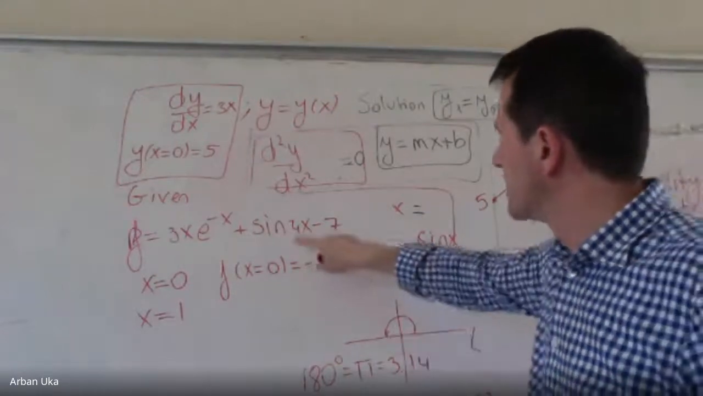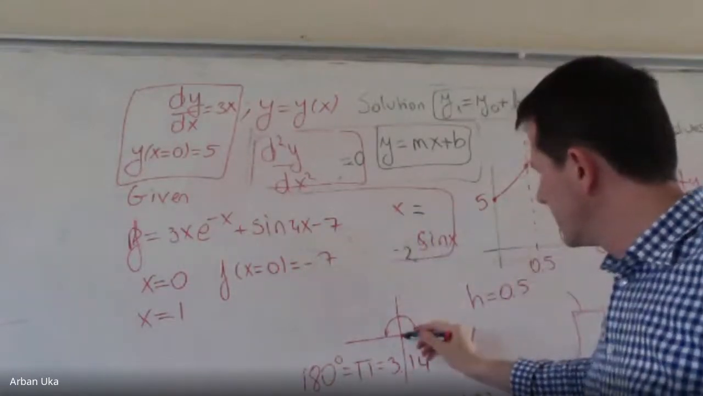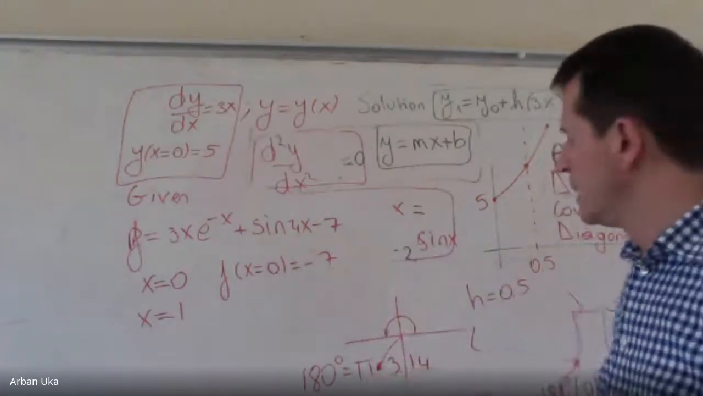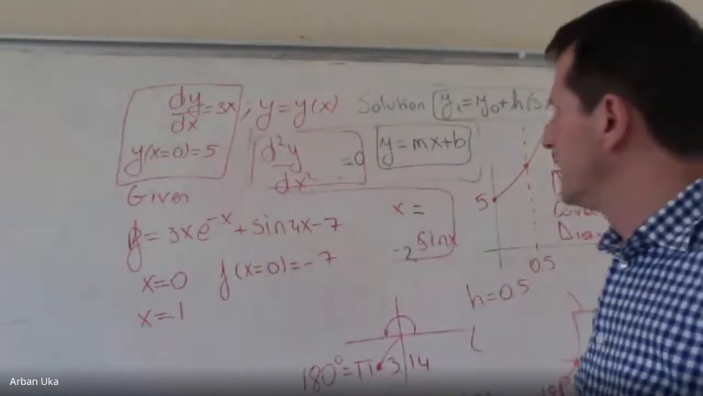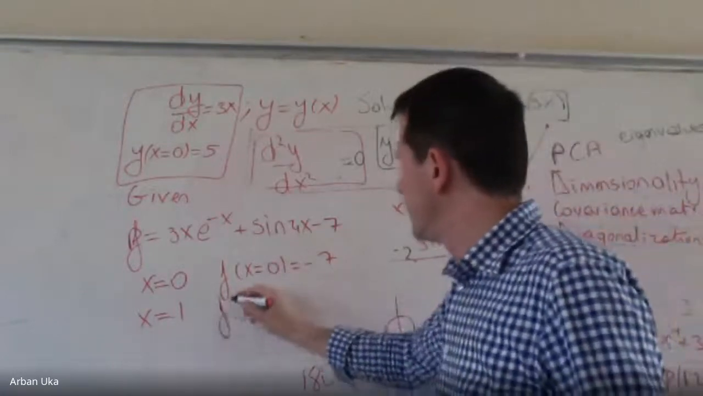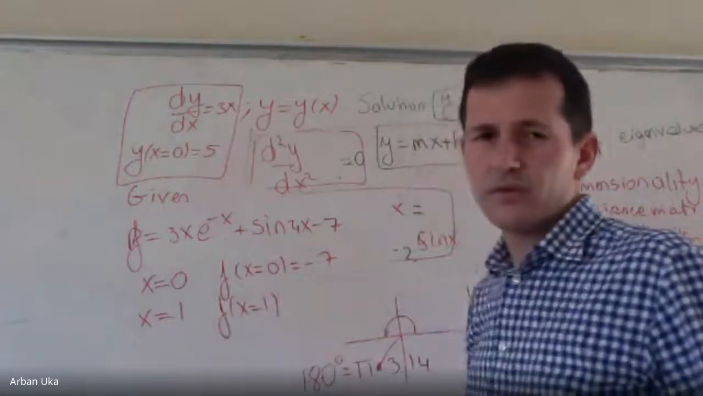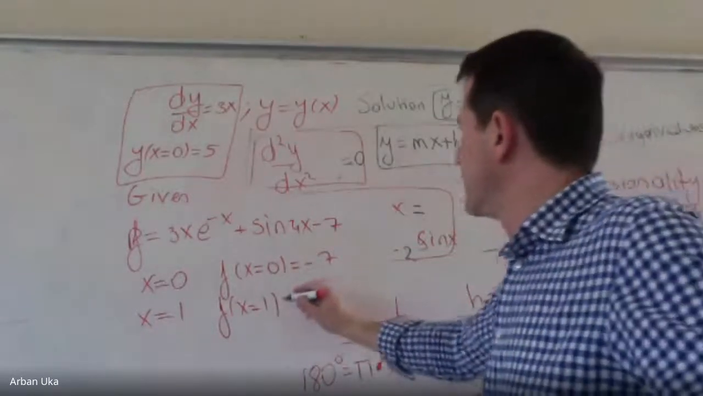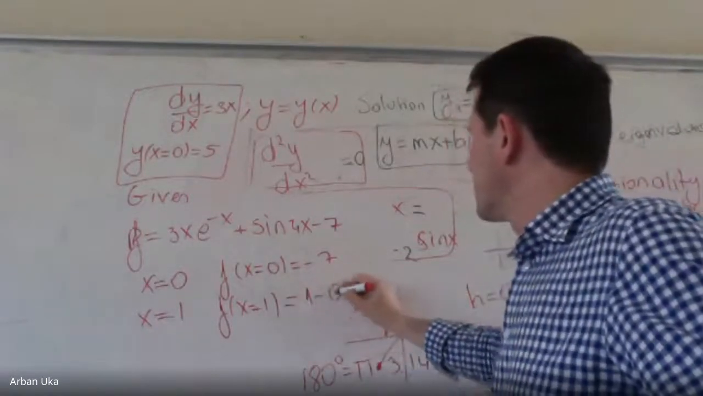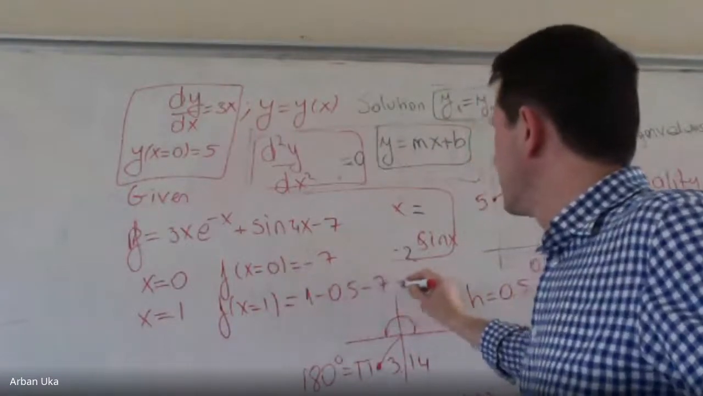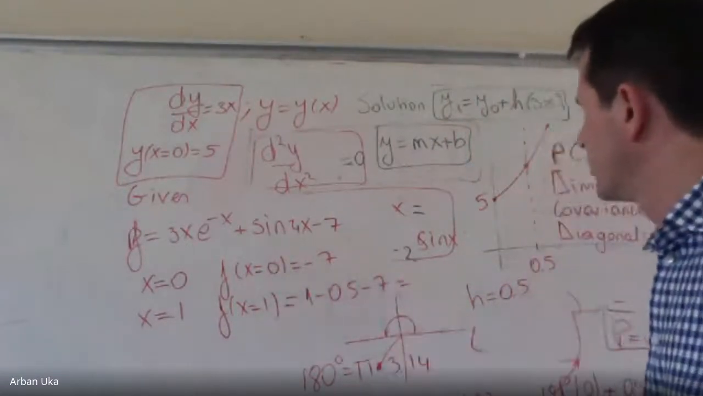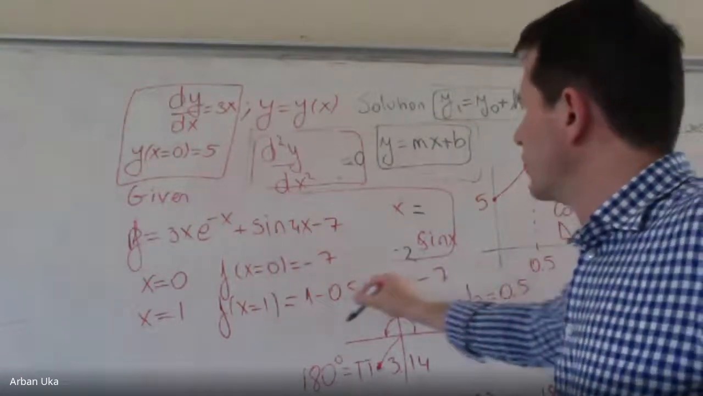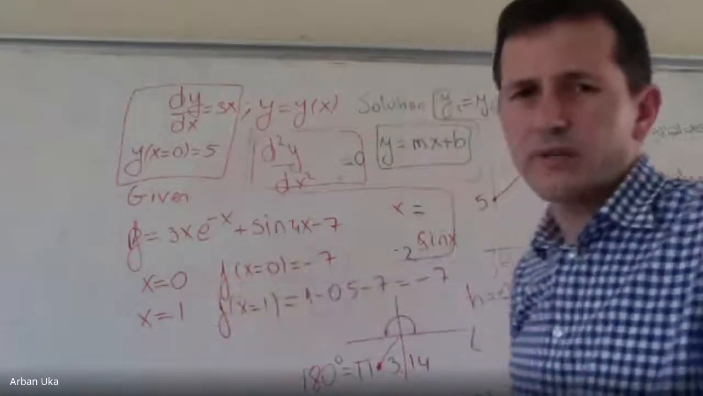Then here, sine 4 is in this quadrant, but it's smaller than 1. So here, f when x is equal to 1. If you have a calculator, you don't need to do this in so much detail, but this is something like 1 minus 0.5 minus 7. This is still a negative number. That's good, which means this is negative, so we have no root. It looks like between 0 and 1, we have no root.